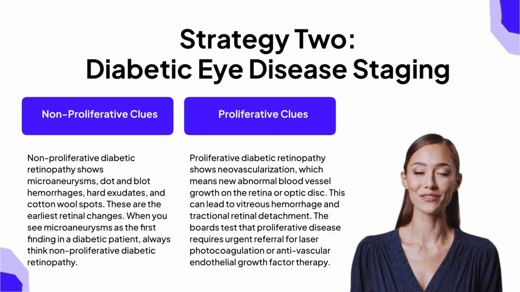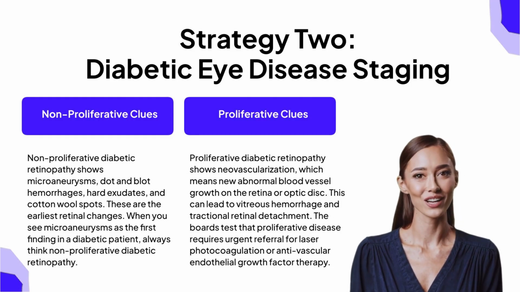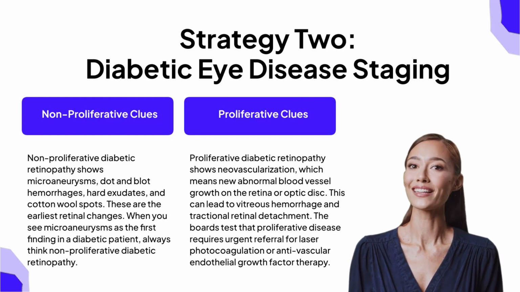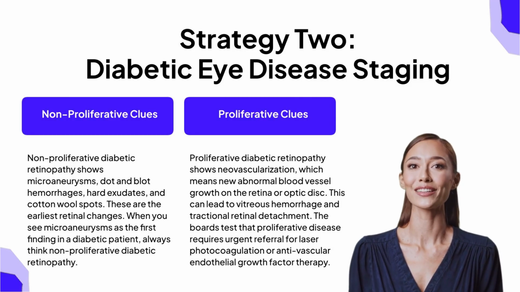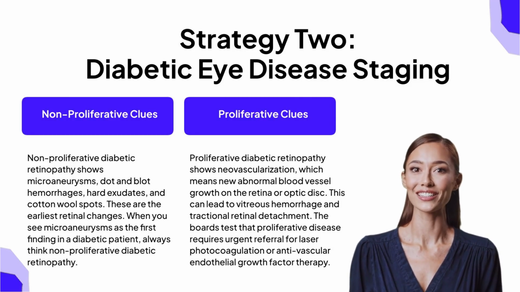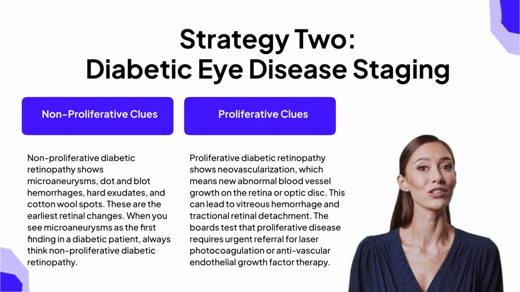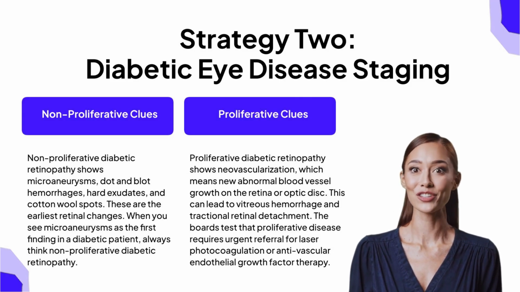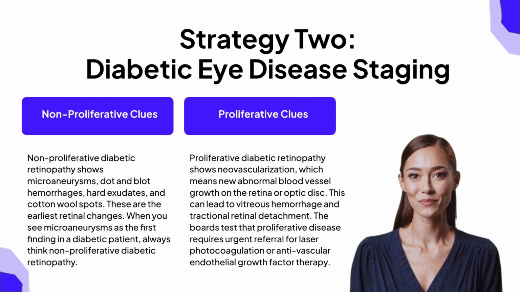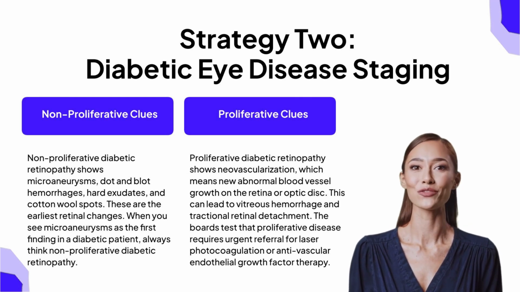This is heavily tested because the boards want to make sure you understand the staging. Non-proliferative diabetic retinopathy is the early stage. The hallmark findings are microaneurysms, which appear as tiny red dots on fundoscopy. You will also see dot and blot hemorrhages, hard exudates, which are yellow waxy deposits, and cotton wool spots, which represent nerve fiber layer infarcts. The key board pearl here is that microaneurysms are the earliest clinical finding.